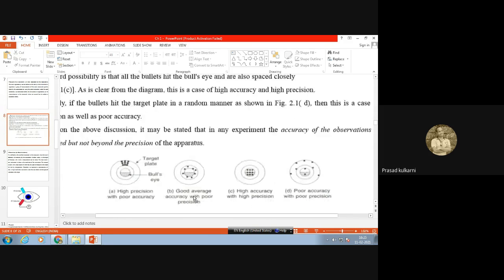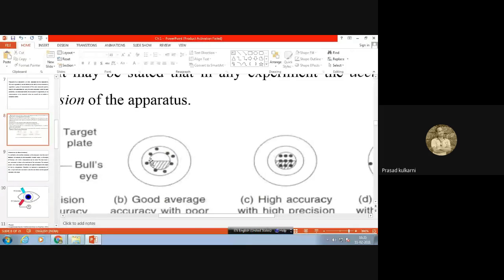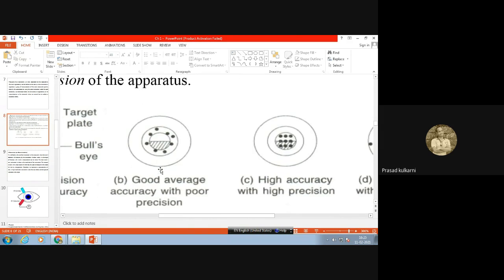Now you can see this diagram. We want to hit the bullet at the center, but the bullets are hit around this center or around this circle. So that can be called good or average accuracy but poor precision. Why poor precision? Because we could not maintain the accuracy. We could not maintain the accuracy in the first shot. In the second shot, the bullet is hit here. In the third shot, the bullet is hit here. So there is a lot of deviation in maintaining the accuracy. Therefore, we can call it poor precision.